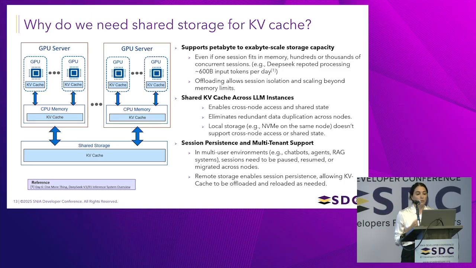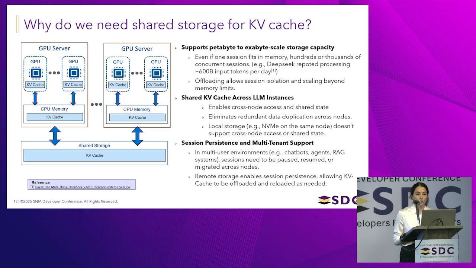So the remote storage provides a couple of things. First of all, it's going to provide you an exabyte, maybe larger capacity. One session, again, can fit in a storage, but when you have a lot of sessions happening, it will not fit. If you look at DeepSeek, for instance, they process 16 billion inputs per day, and they benefit from this cache. They are using this cache to have 50% hit ratios. So offloading allows you to scale beyond the memory layers.